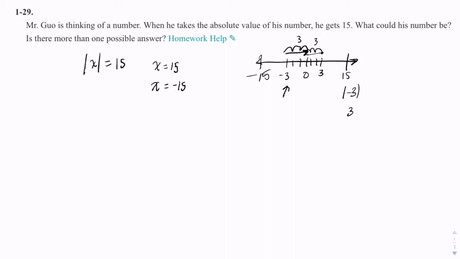So it says, what could his number be? His number could be a positive or -15, right? And is there more than one possible answer? Yes, right? There's two. There's 15 and -15.